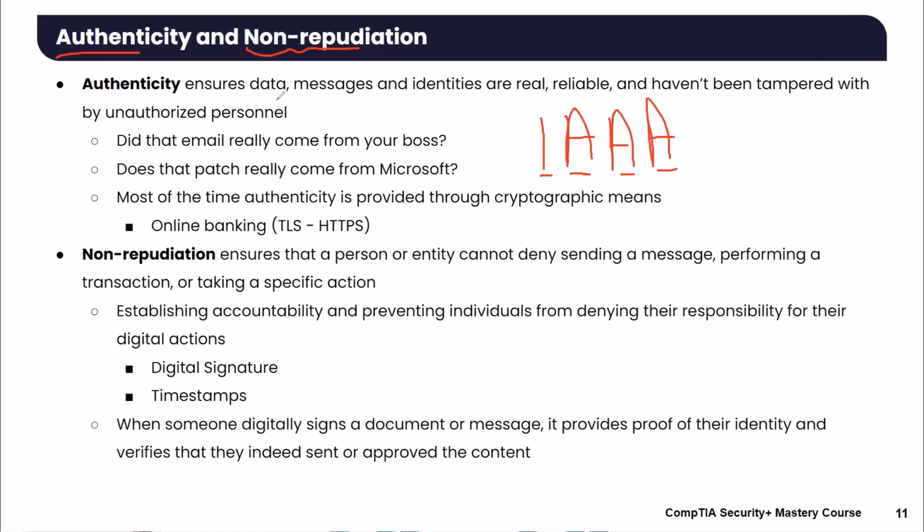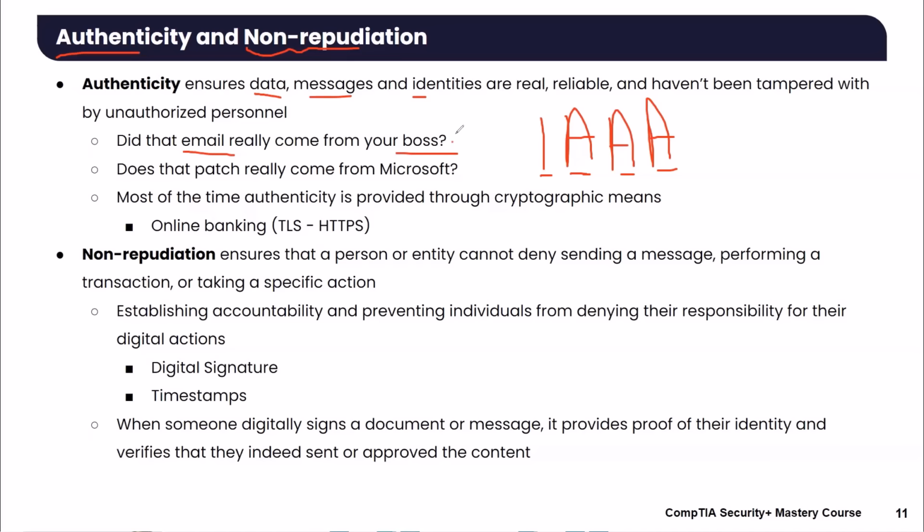But authenticity is making sure that the data, the message, the identities are real. They are reliable. They have not been tampered with. Nobody has messed around with this. We can trust this thing that's coming to us. Like I said, for us to be able to do that is by knowing who that thing is coming from. So did that email really come from your boss?